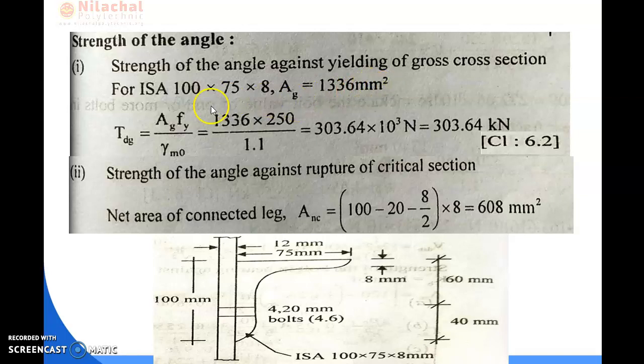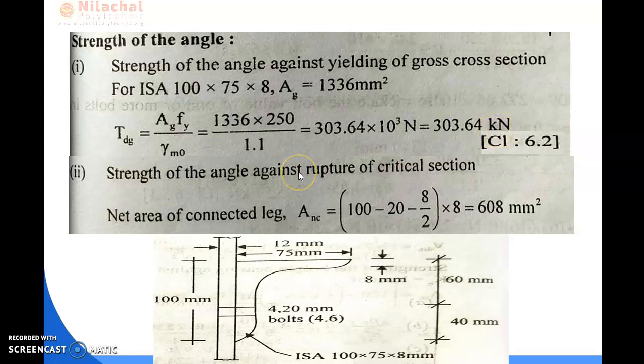So now we can put the AG value here and calculate the TDG. So AG into FY divided by gamma M0 equal to 1336 into 250 divided by 1.1, which is equal to 303.64 kN. So the strength of the angle section against yielding is equal to 303.64 kN.